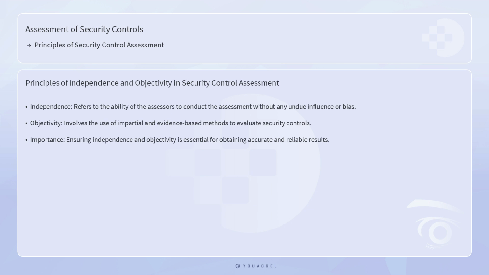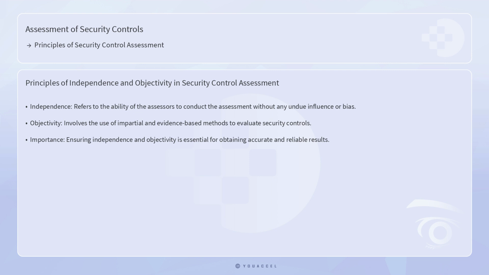The principle of independence and objectivity is also fundamental to the credibility and reliability of security control assessment. Independence refers to the ability of the assessors to conduct the assessment without any undue influence or bias, while objectivity involves the use of impartial and evidence-based methods to evaluate security controls. Ensuring the independence and objectivity of the assessment process is essential for obtaining accurate and reliable results, as it minimizes the risk of conflicts of interest and ensures that the assessment findings are based on factual evidence.